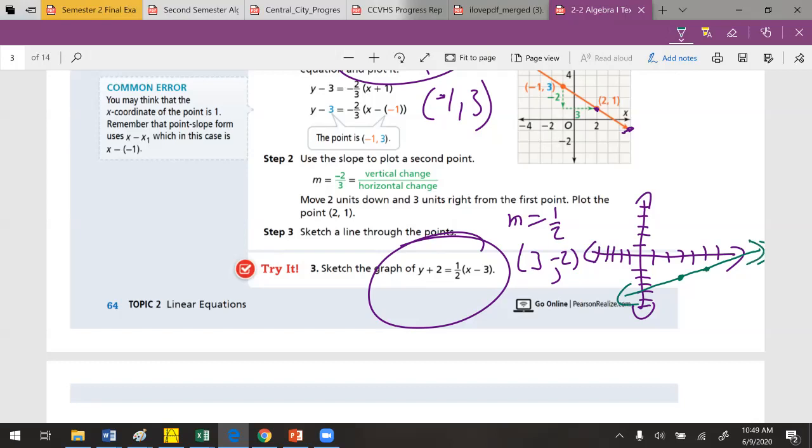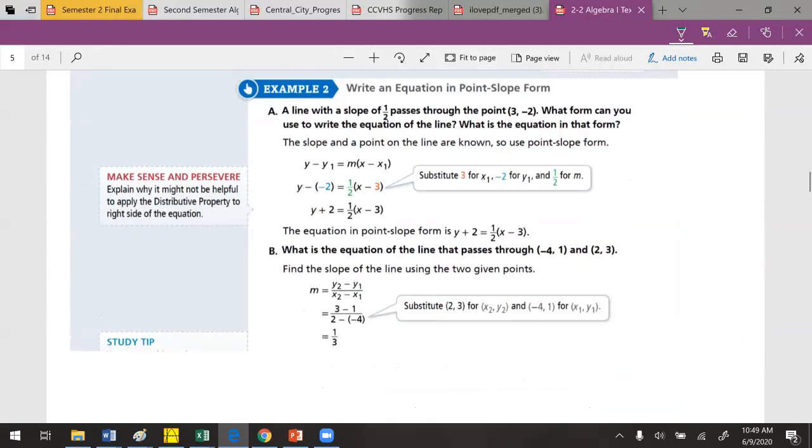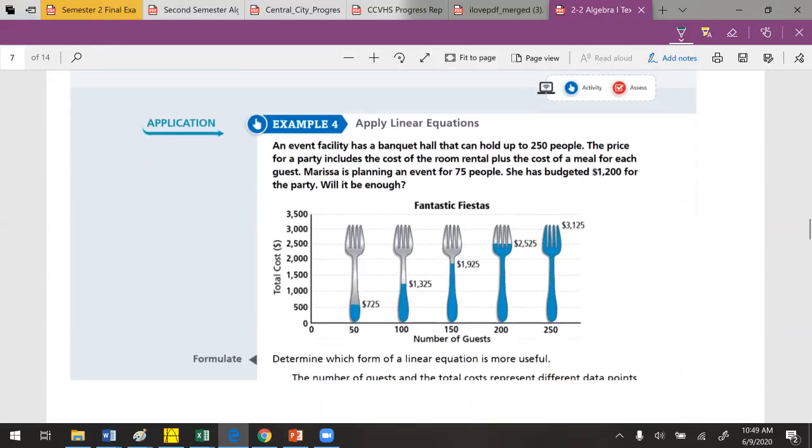Find your first point. Go up 1 over 2, you have your line. That's it. Up 1, over 2, that's 1, that's 2. There you go. That's simple. Okay, moving on. A line with this, oh, that's the same one. Sometimes the thing repeats.